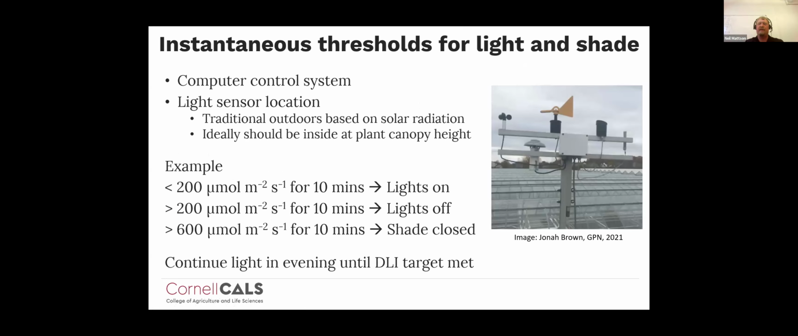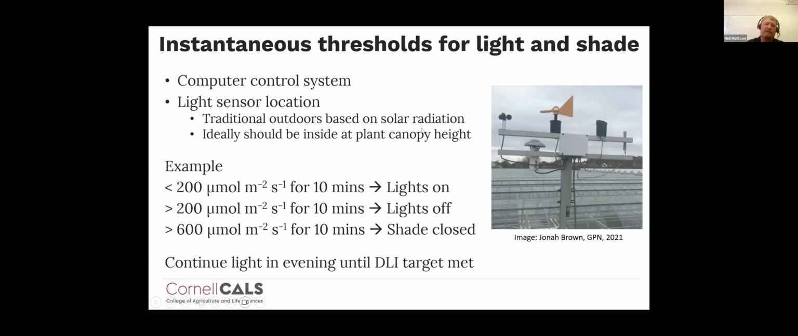So then moving up in the level of technology is the threshold approach. This typically uses a greenhouse climate control system. Traditionally, it was based on light sensors that were outside of a greenhouse, and then solar radiation was measured, and then there would be a watts per square meter of solar radiation target.